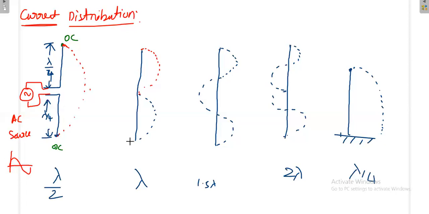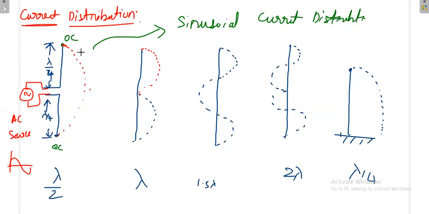Okay, so now this is simply the current distribution. Whatever the length of the antenna, lambda by 2 or lambda by 4, the current signal is almost of sinusoidal nature, maybe half sinusoidal, or full, or 1.5 like that. So the current distribution nature is sinusoidal. What is important in the exam is that they'll ask what the current distribution nature is in a lambda by 2 antenna. That is sinusoidal current distribution.